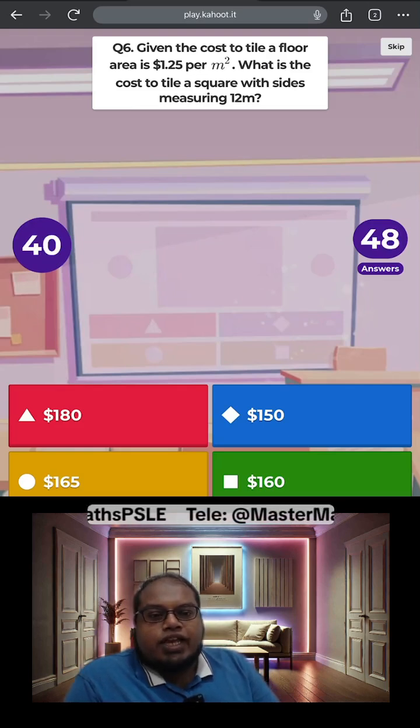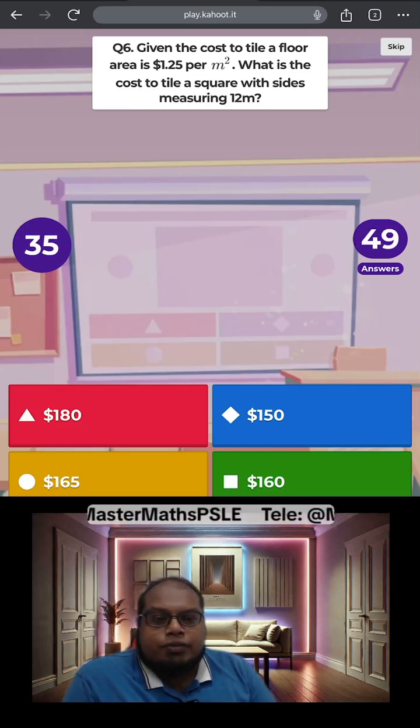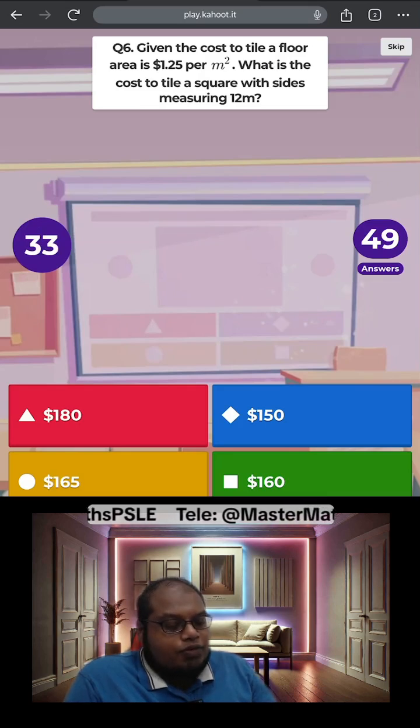Okay, 40 more seconds. I hope by now you already got your area of the square. Then after that, we need to find the cost.